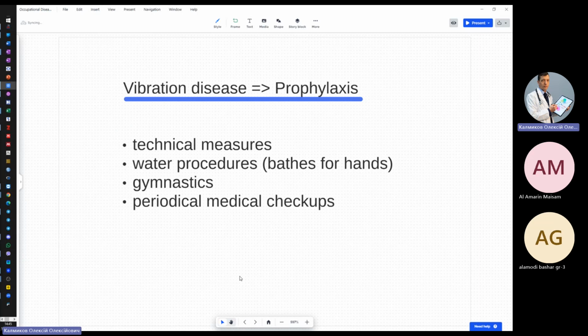The prophylaxis is general as in other occupational diseases: technical, like automatization, robotization, then shock absorbing units in these vibrating instruments, etc. Then periodical breaks, special gymnastics during the work, periodization of the work itself, and proper preliminary and periodical medical checkups to detect predisposition and already developing changes.